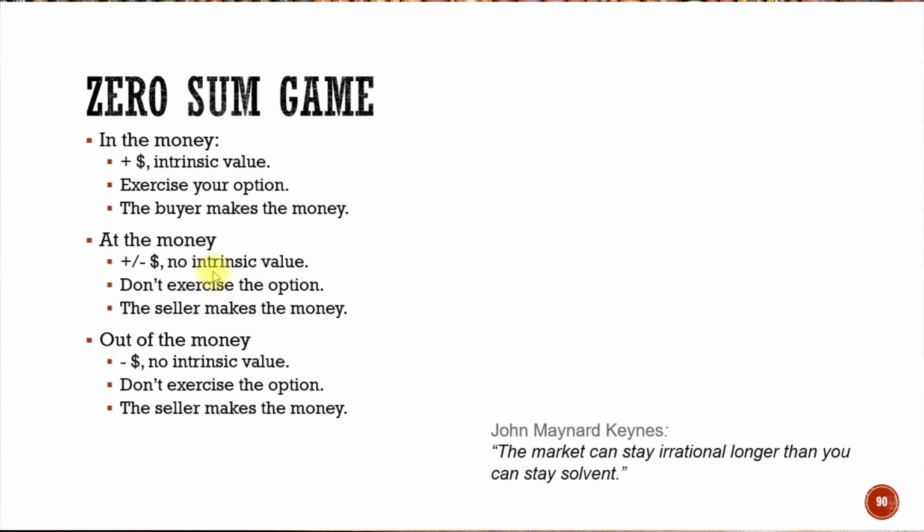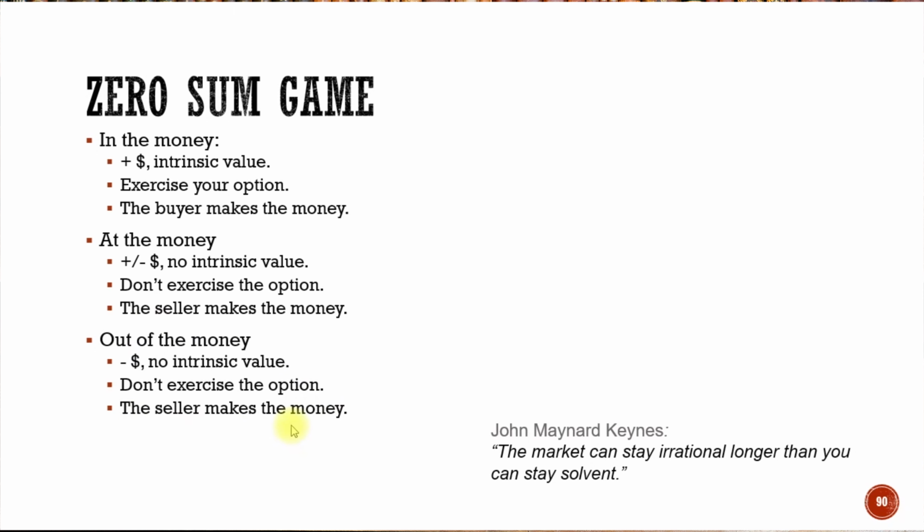Now at the money, that's when there's no intrinsic value. The seller makes the money. That means that you're not going to exercise this option. It's either trading at 105 in our example, or it's trading at 95 in the put example.